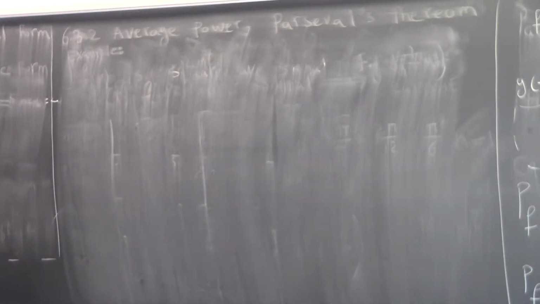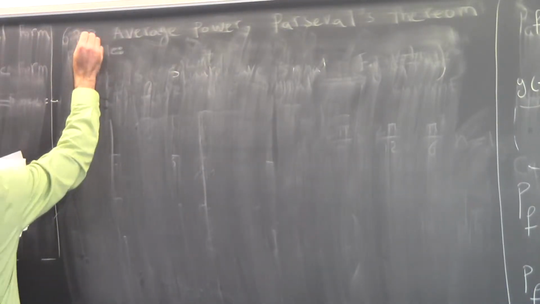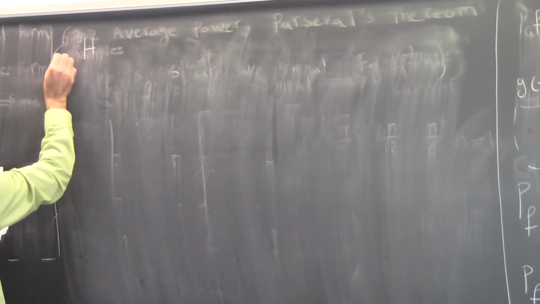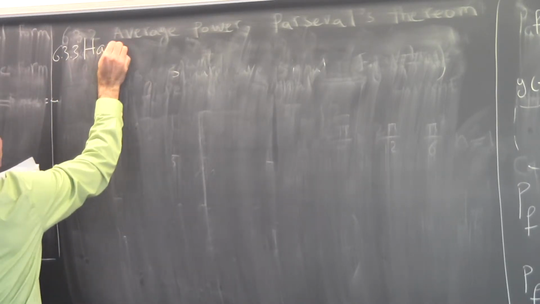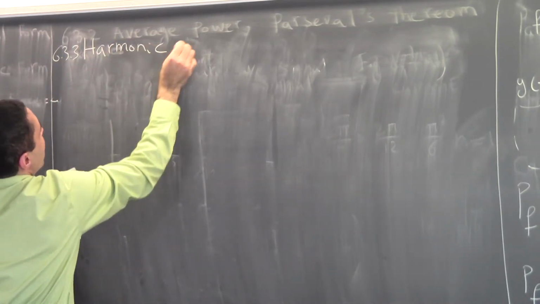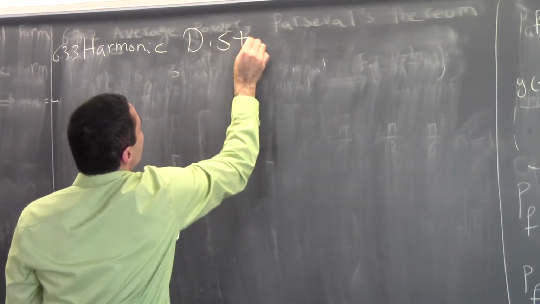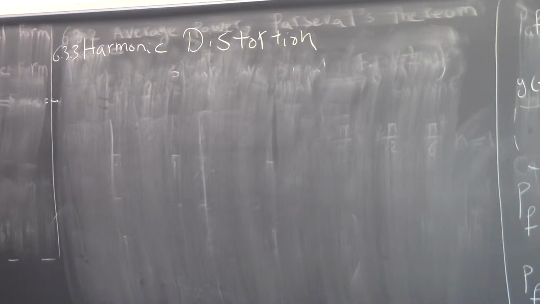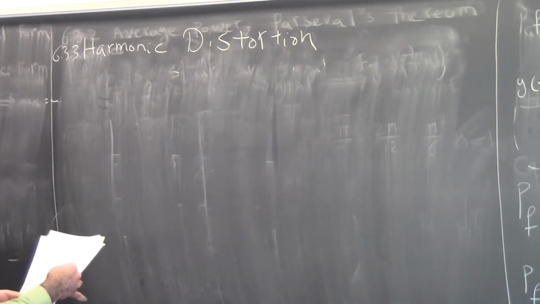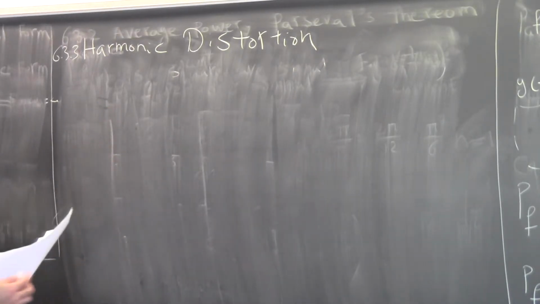No? Okay. This is harmonic distortion, actually. I guess I believe it's 6.33. We call it harmonic distortion. It's a very important topic. Again, if you work with circuits, it's a very important topic. And what it really means is your system is not linear.